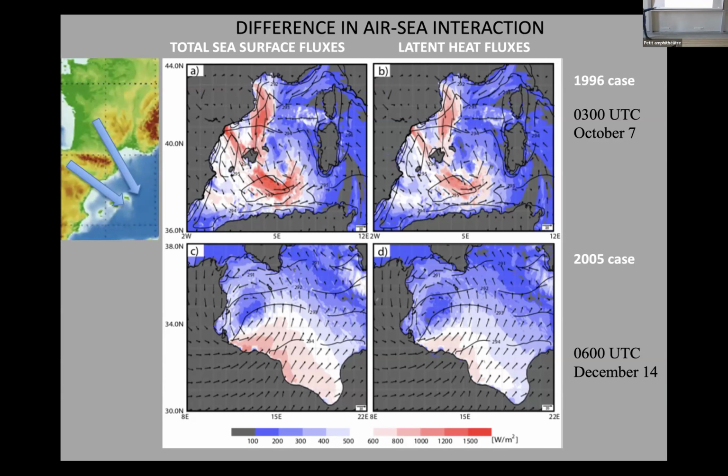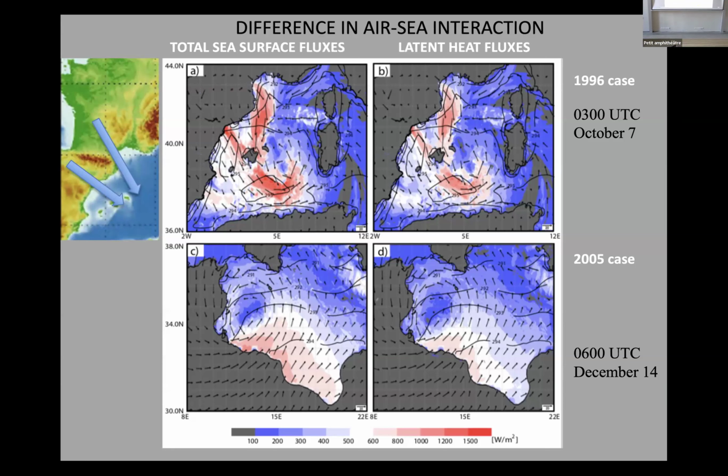While for the other case, which is shown on the bottom side, you see that the maximum fluxes seem to be related to the cyclonic circulation itself. So it seems to be quite a different low-level structure.